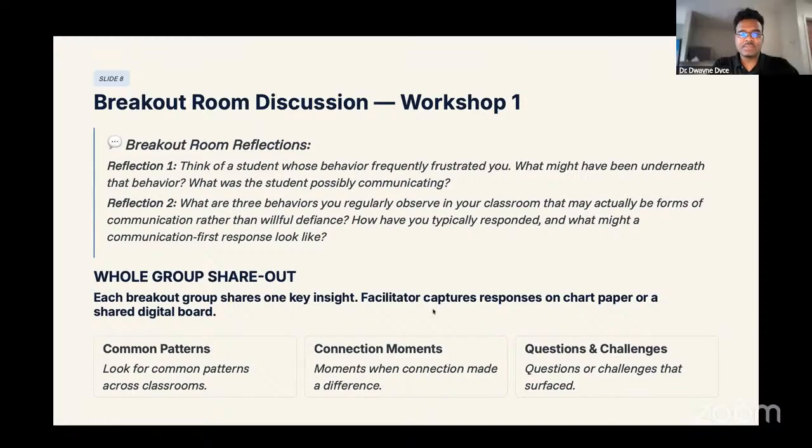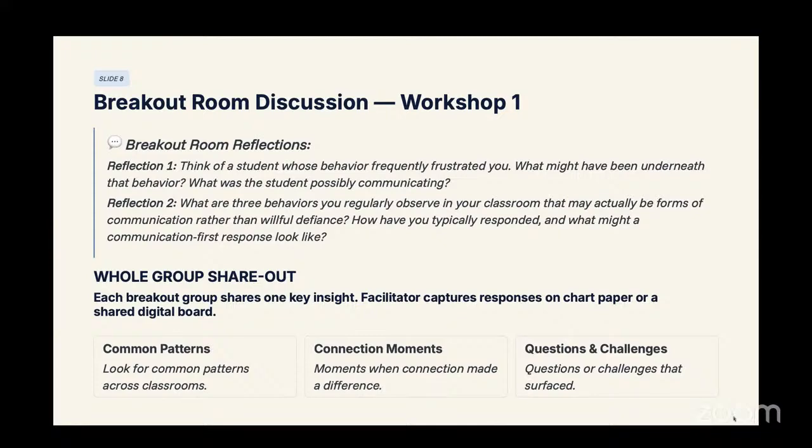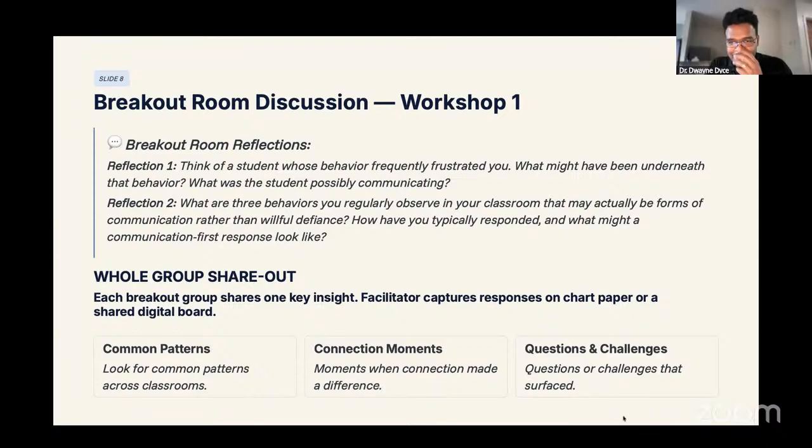Room 1. If we can get somebody from room 1, that would be very good. Donnet, you want to share? Yes, I'm from room 2. Oh, you're room 2. All right, go ahead.